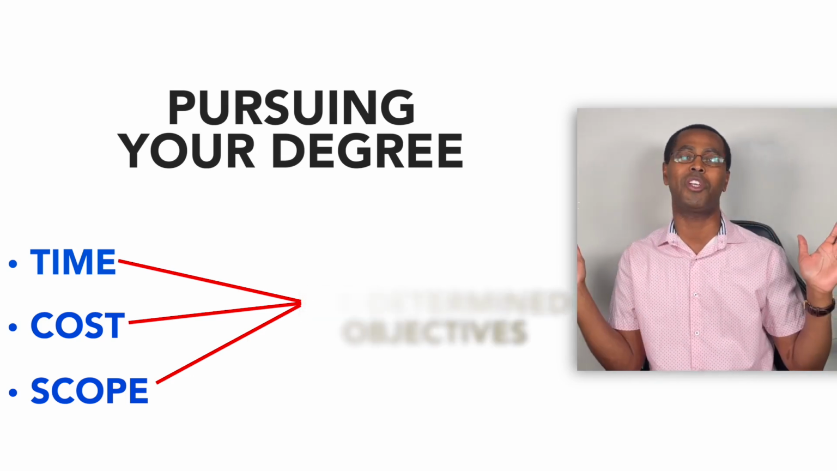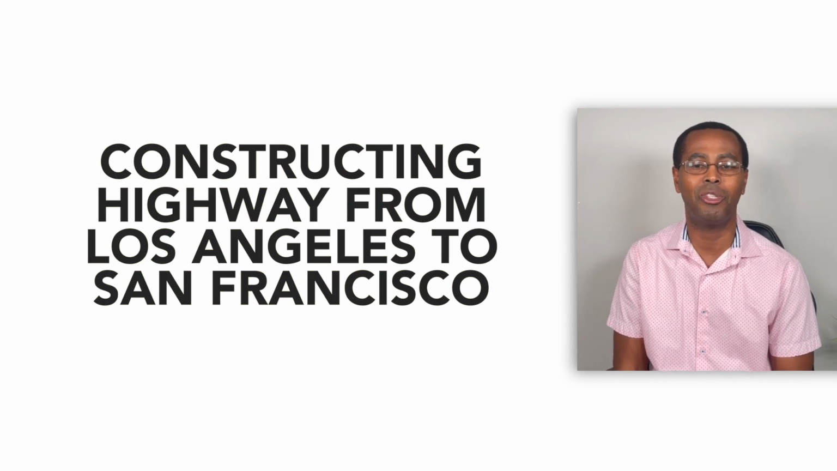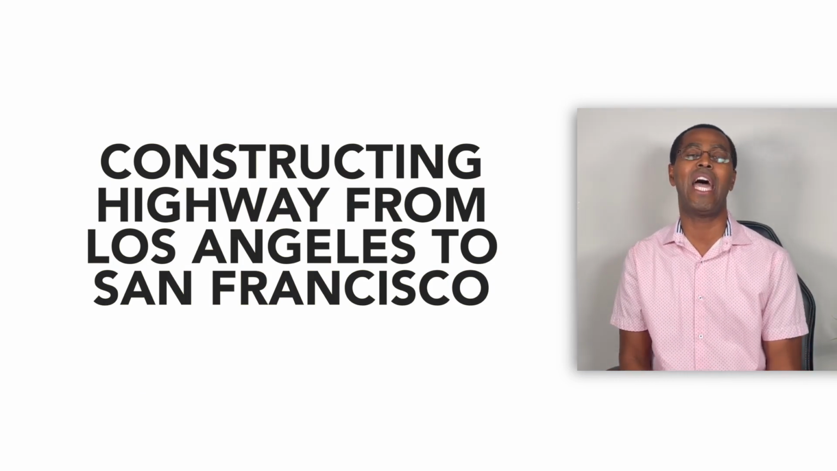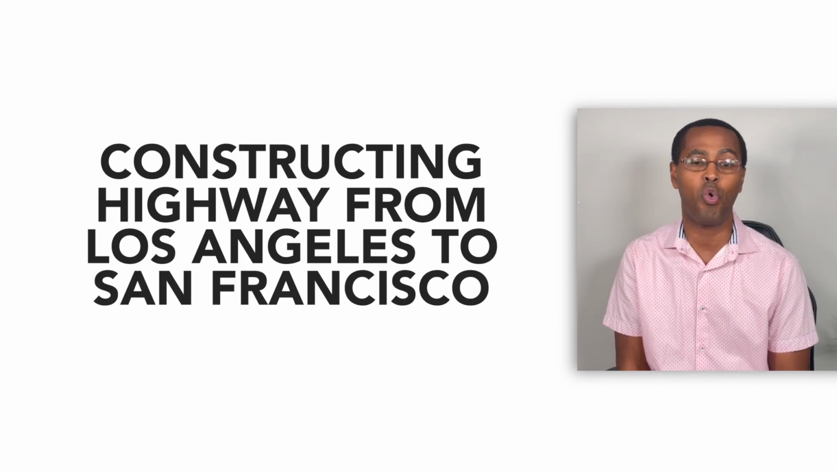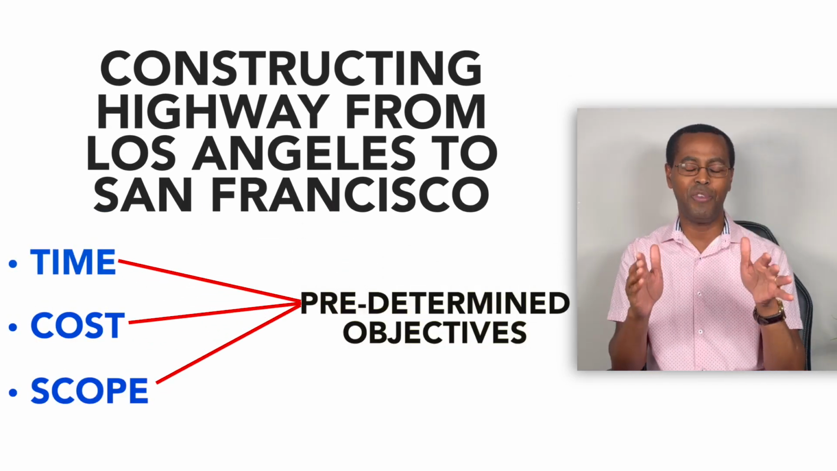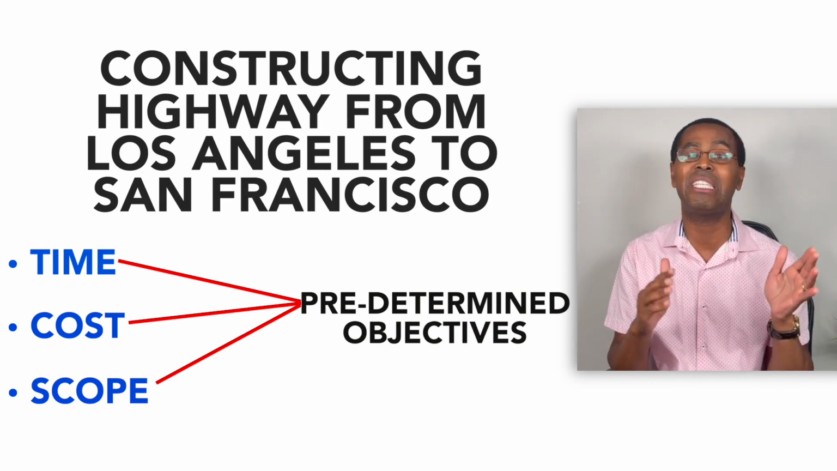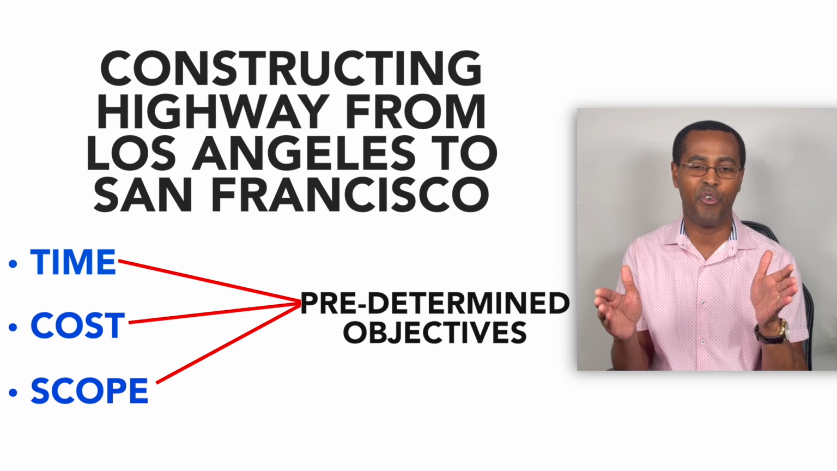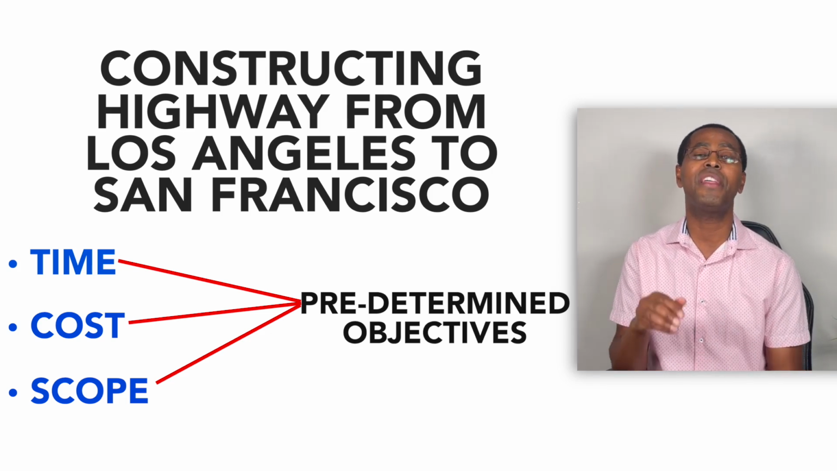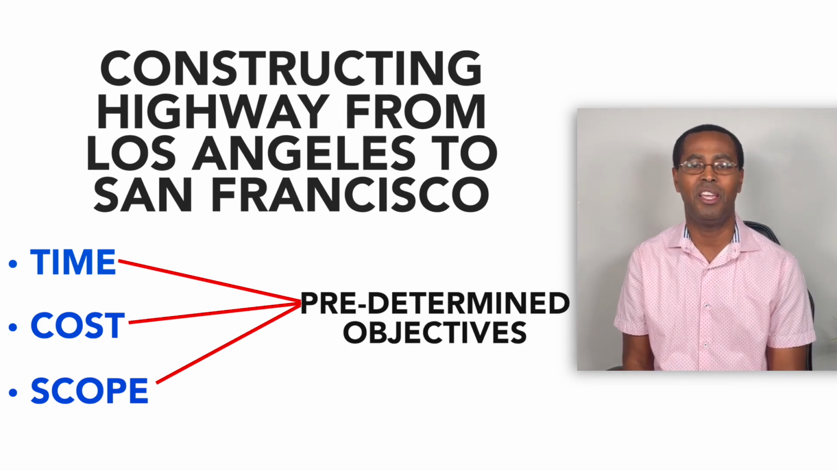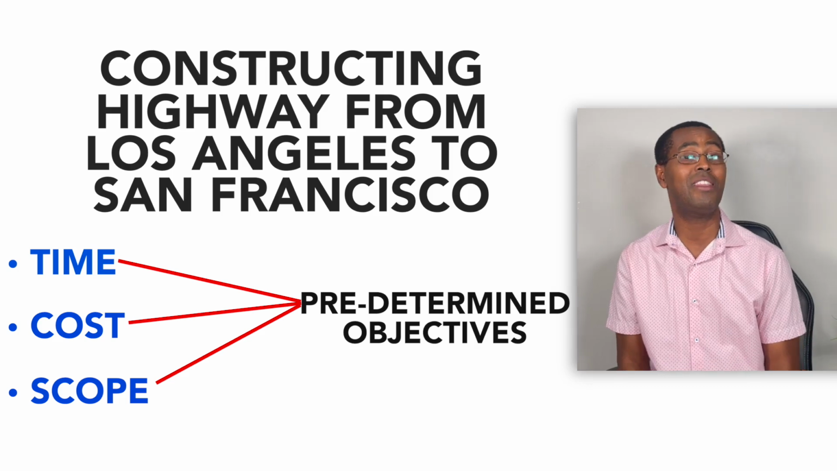Let me give you one more example. Constructing a highway from LA to SFO. Constructing a highway from Los Angeles to San Francisco. That's a project. Why? There must be a specific time when you want to build this highway. It can't be indefinite. You must specify the time you want to build the highway. Number two, there is a specific budget for constructing this highway. And number three, there is scope.